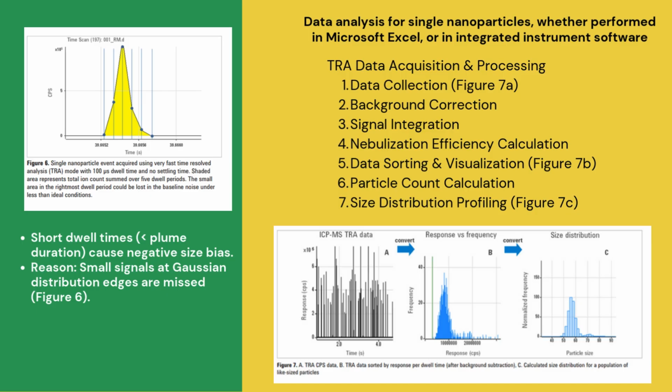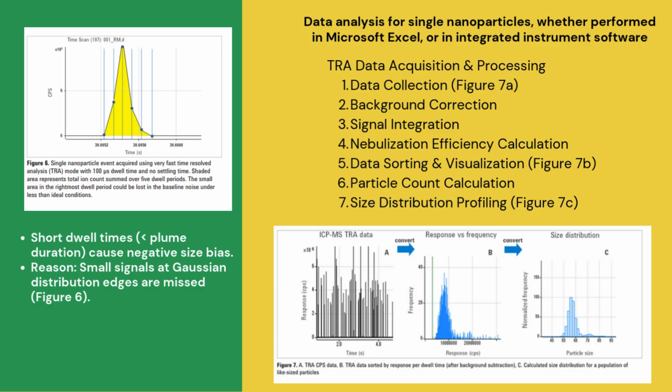That concludes the dwell time. It is not ideal for us to use a short dwell time and a longer plume duration because of the negative size bias. This is because the small signals at the Gaussian distribution edges are missing.